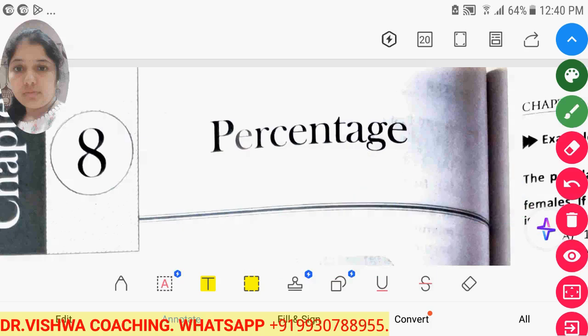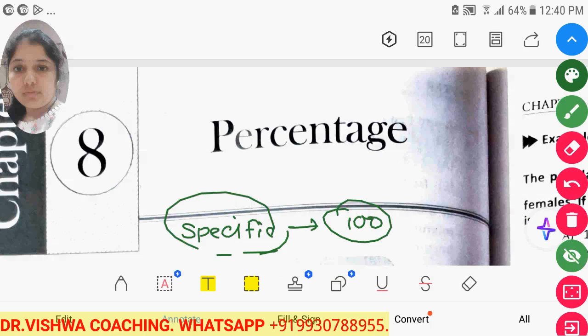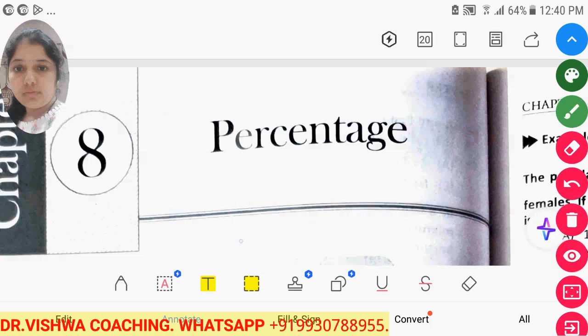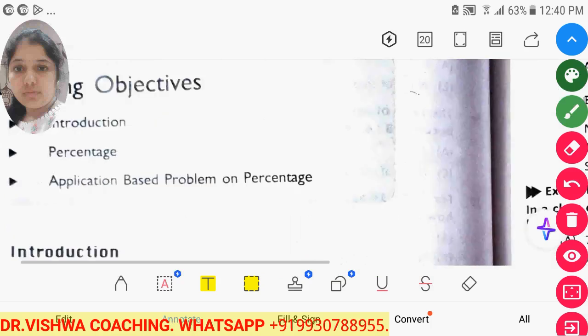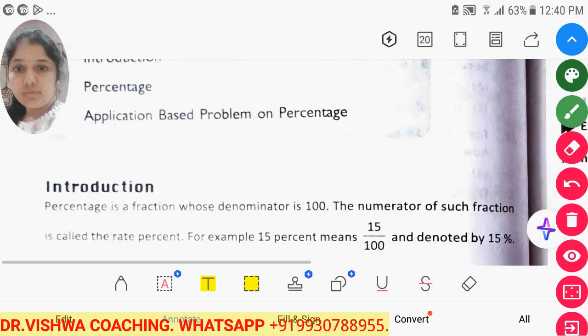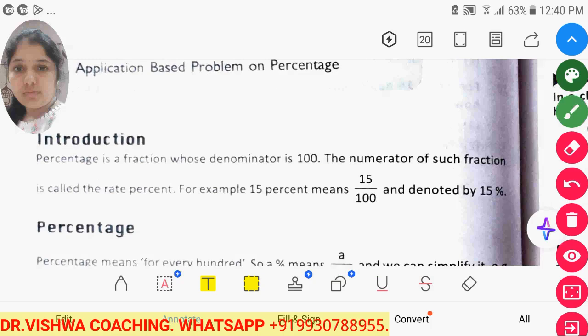It means you got something from a specific number, but you have to compare that with 100. If all these marks you got are expressed in terms of 100 marks, then how many marks you obtain is known as percentage. Okay, so we have to learn application based problems on percentage.